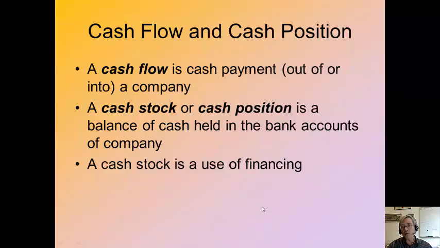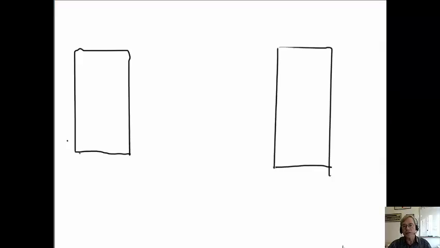A cash flow is a cash payment into or out of a company. Typically, cash flows occur over a period of time. A cash stock or a cash position is a balance of cash that is held in the bank accounts of a company. A cash stock is the amount of cash available at an instant of time. Cash stock is a use of financing. So clearly I've just introduced two concepts. The first concept was a cash flow concept, and the second was a cash stock.